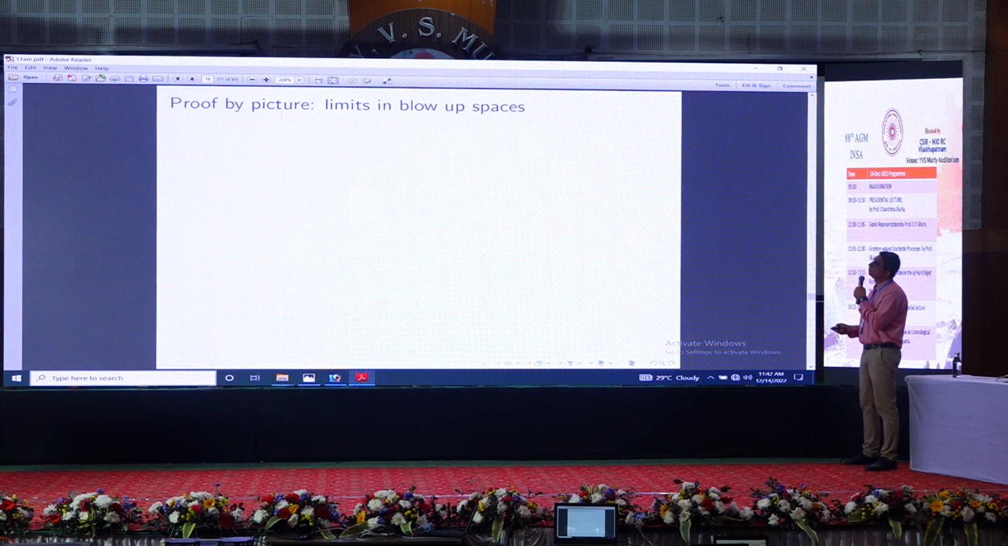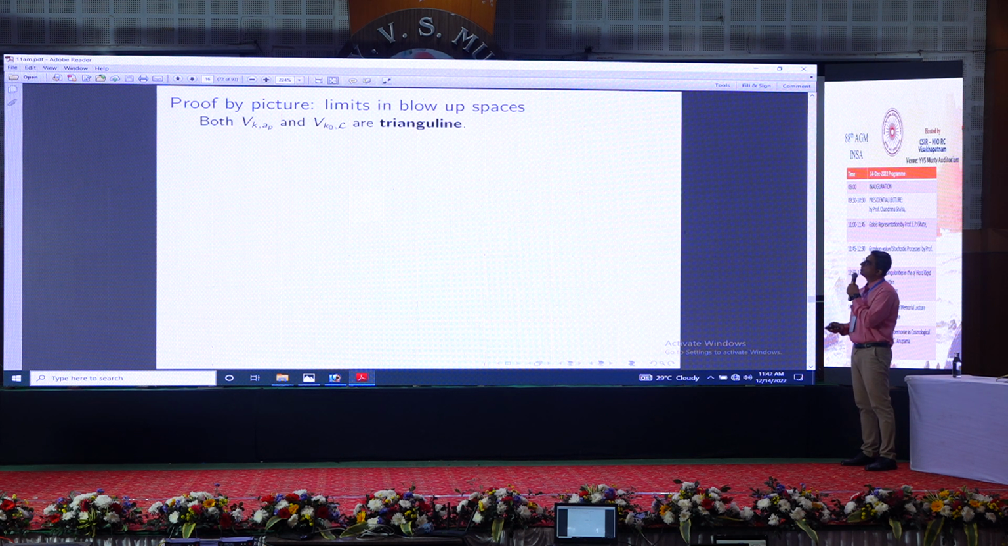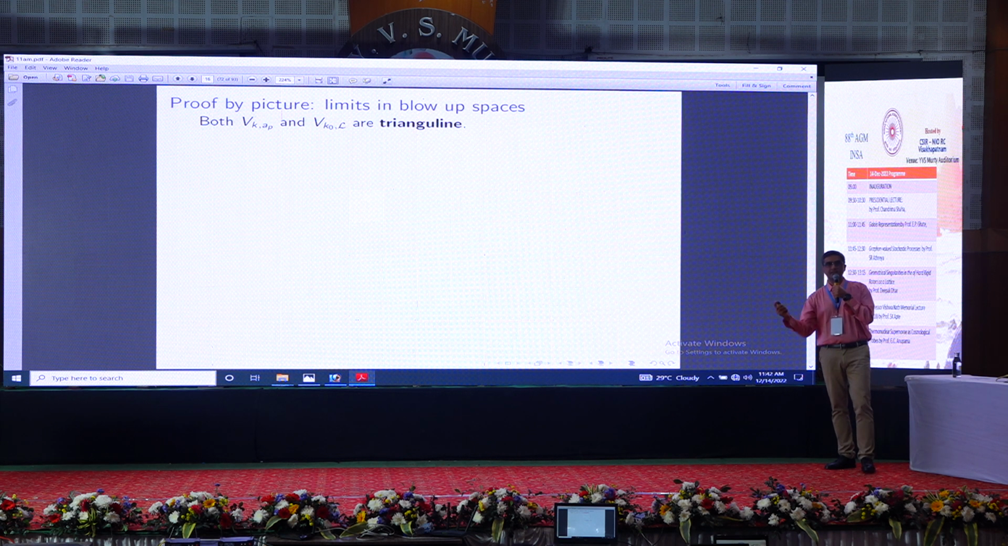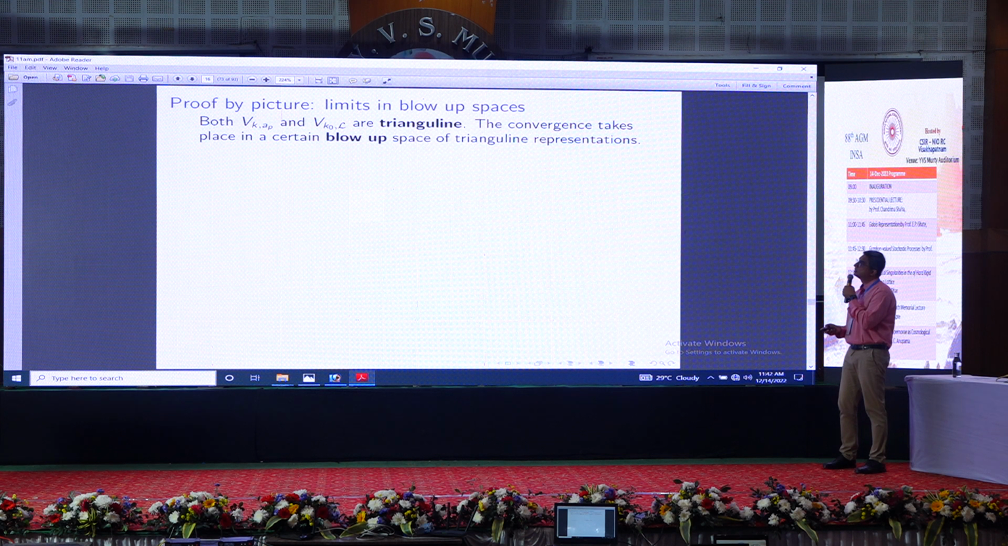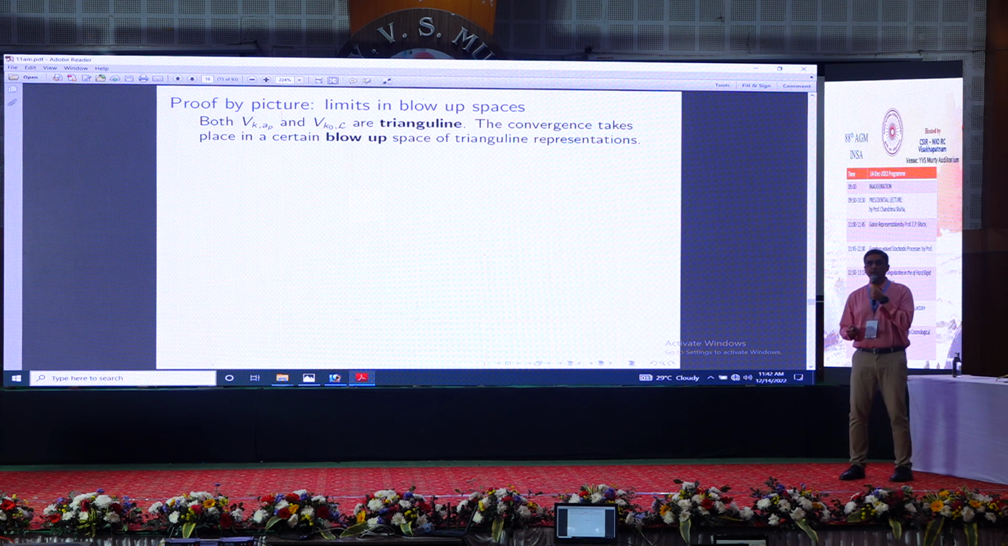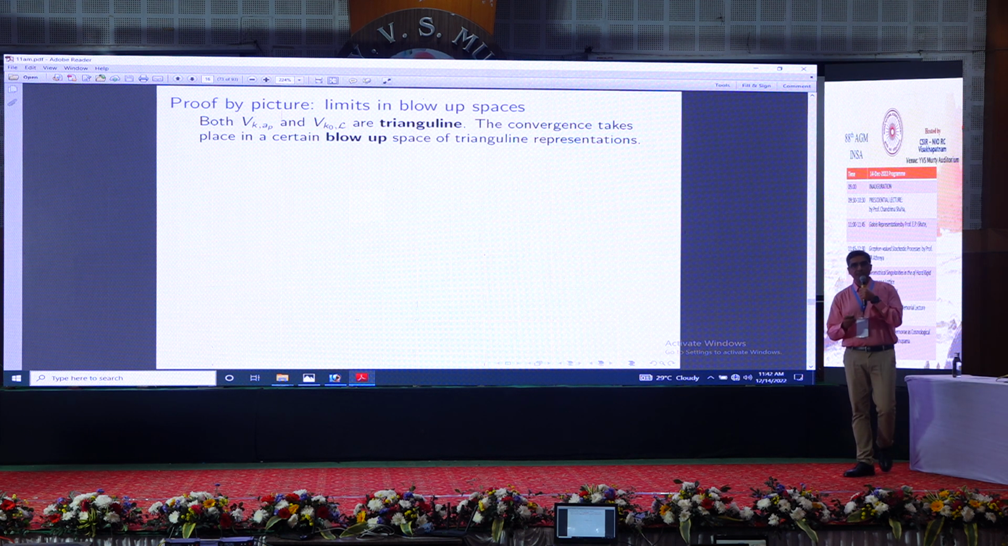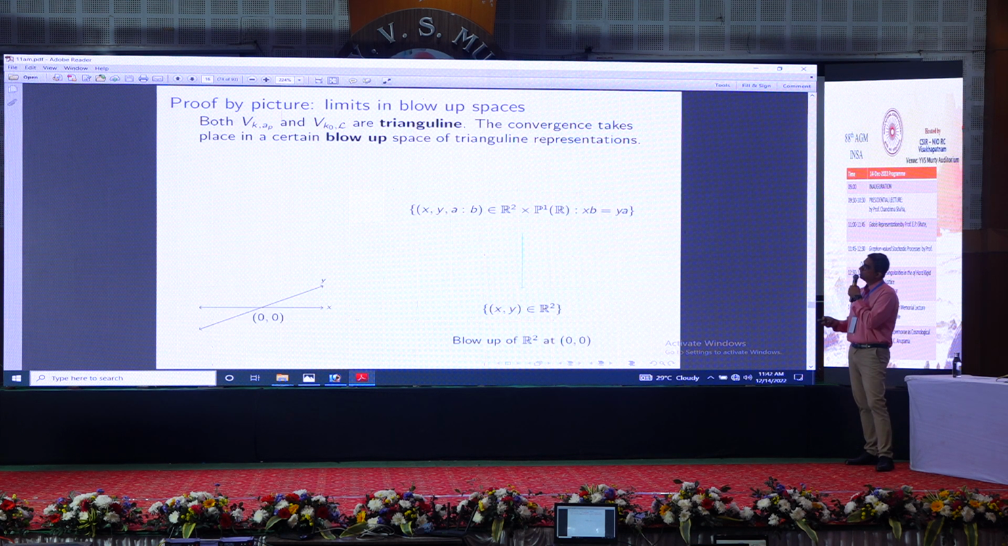Okay, so how do we prove this? This is where I was talking about blow-ups. So both these representations live in a larger world of representations called trianguline representations. And the convergence takes place in a certain blow-up space, which is a parameter space for trianguline representations. Okay, let me give a proof by picture of that previous theorem, which will motivate the proof without giving a proof. It was a colloquium talk at a university. I'd actually spent 15 minutes on the proof. But here, let me give a proof by picture.